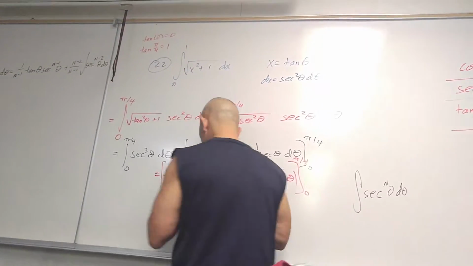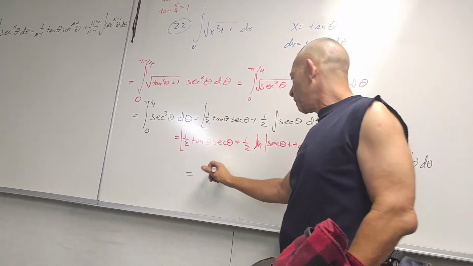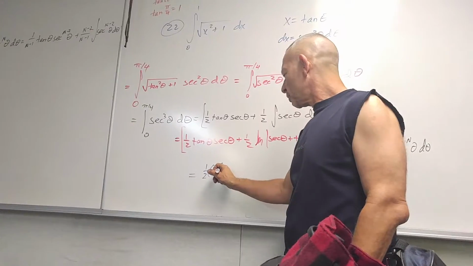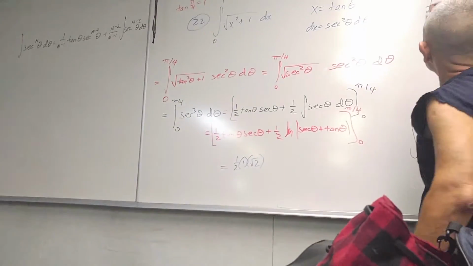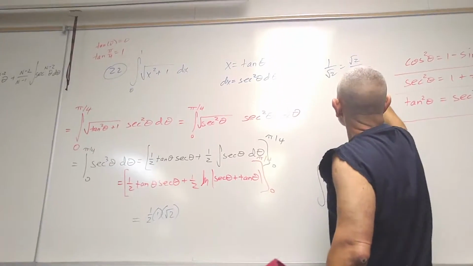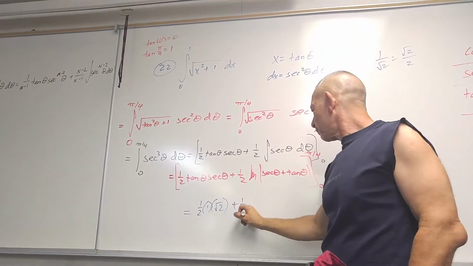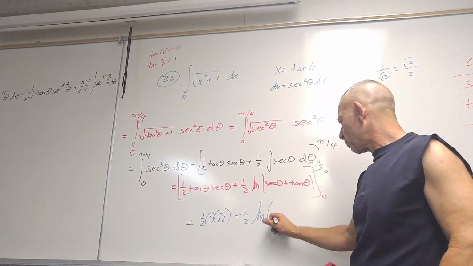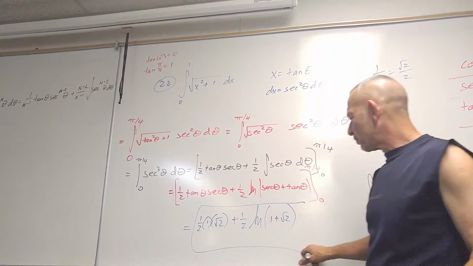But now I can plug in pi over 4. The tangent of pi over 4 is 1. The secant of pi over 4 is rad 2. Cosine of pi over 4 is rad 2 over 2, and remember that was really this. If you're doing the reciprocal, it's easier to use this instead of that. Plus 1/2 ln, and I'm going to add these, so 1 plus rad 2. And you're done. You don't have to give me a decimal, you can stop there.